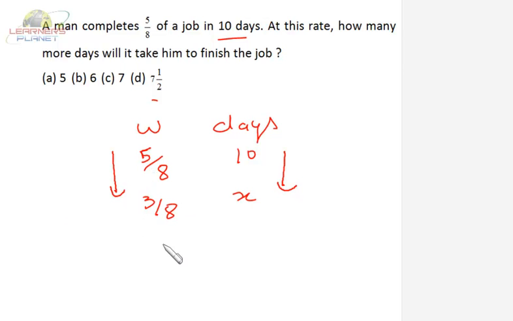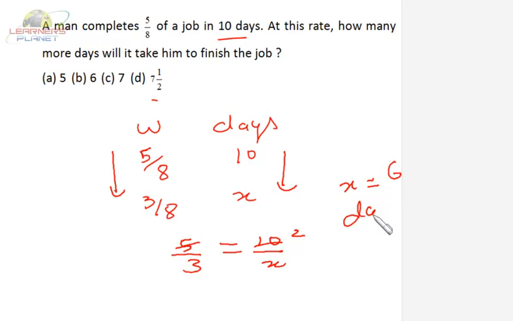Okay. Now let's see. Is 5 by 3 is equal to 10 by x. That means x is equal to 6 days. Okay friends. Or else, if you don't want to go for any sort of paperwork, you can just observe over here. If 5 part out of 8 is taking 10 days, that means 3 part will be taking 6 days. It is but obvious. Okay.